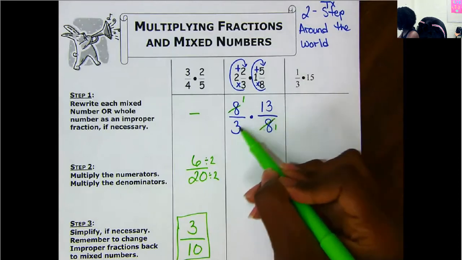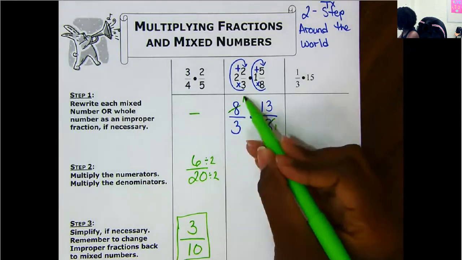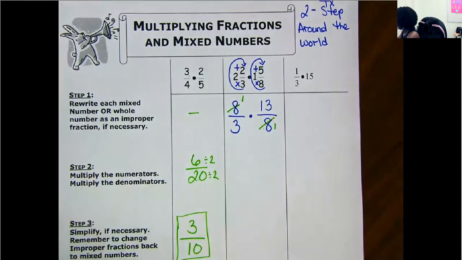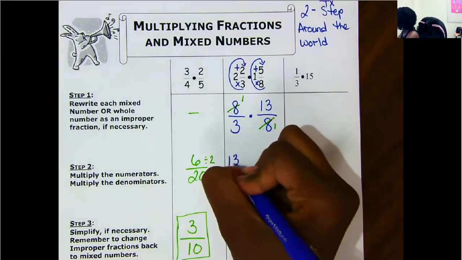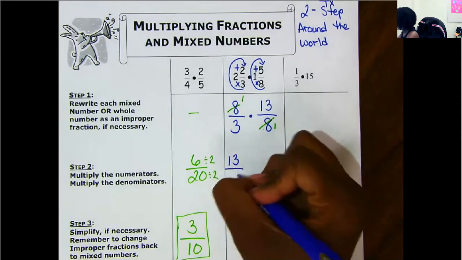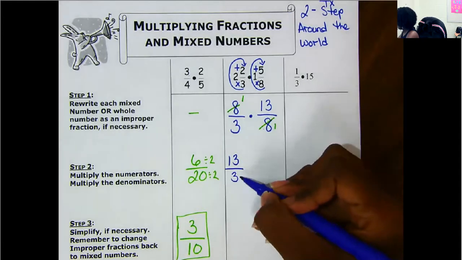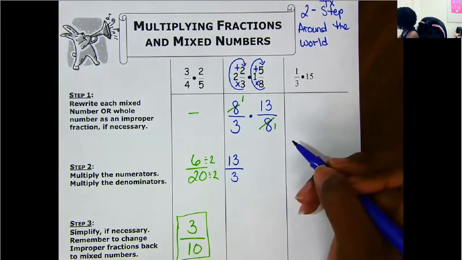I can't simplify that. There's not a number that I can use that can go into both of them. So now I'm going to multiply. 1 times 13 is 13. 3 times 1 is 3. Okay? I have multiplied both numbers.